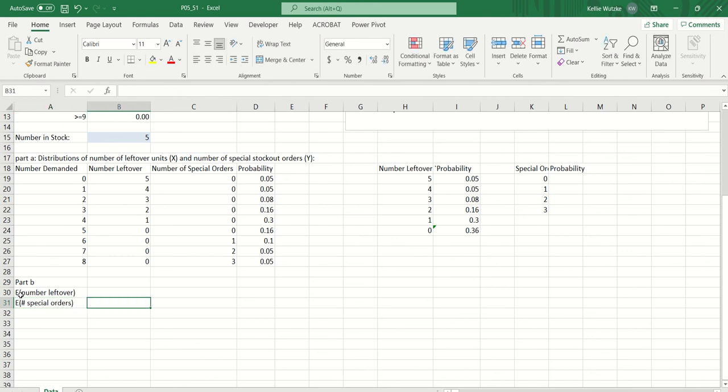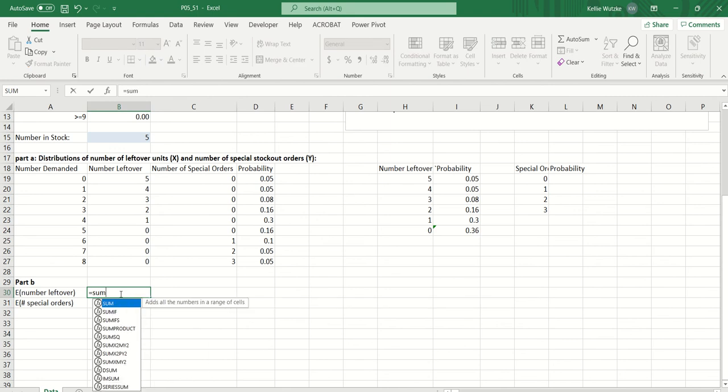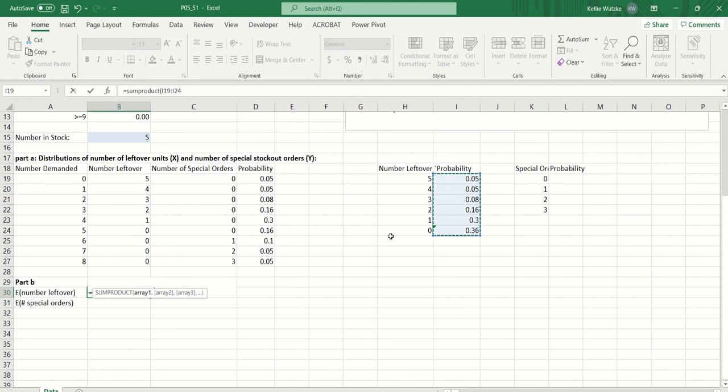Okay, so this is a nice way to set this up, and I'm going to kind of help break up my spreadsheet here. All right, so in order to calculate the mean, if you look back in the textbook, the formula is going to be basically the sum of the probability times the number left over. So in order to calculate this, we'll use the sum product function of the probability distribution and our number left over.